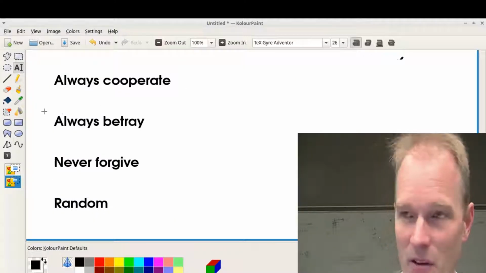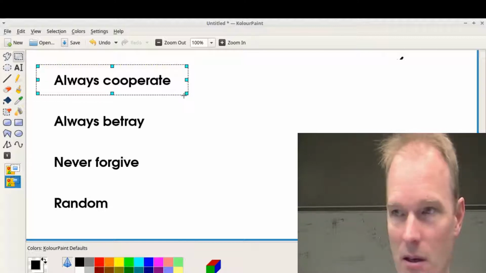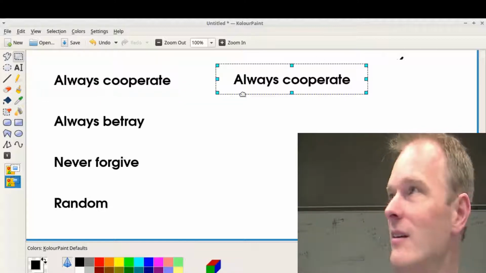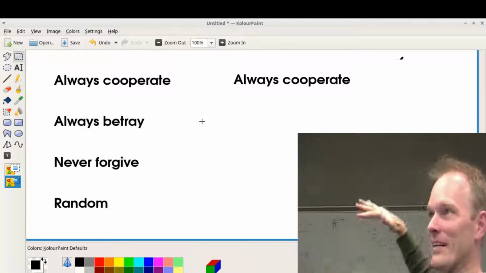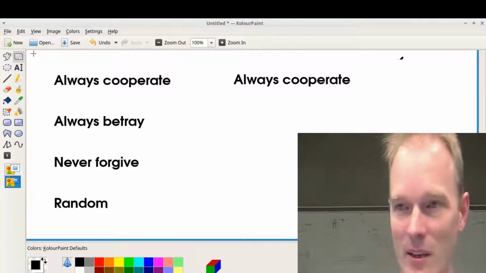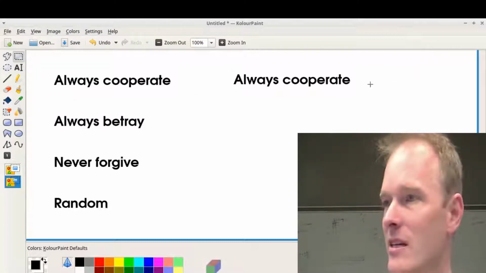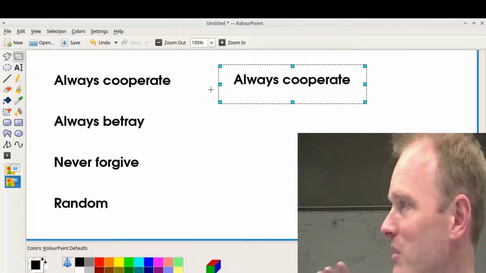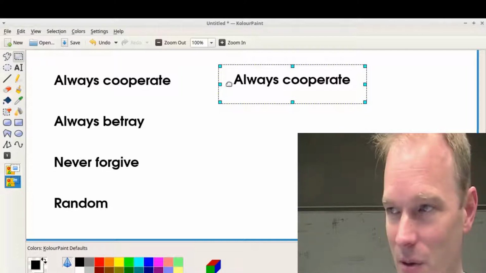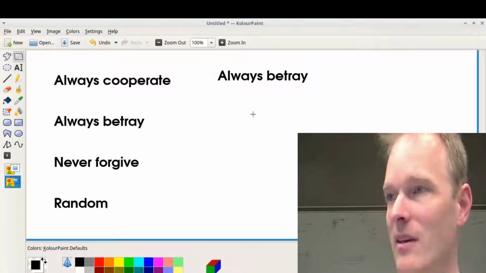Yeah, it depends on who they face. So imagine if you pit always cooperate against always cooperate. They're going to do darn well because they're always cooperating. And so, in fact, it turns out that as long as these two always battle each other, they're going to do as well as any other strategy. But this, it turns out, is not the optimal strategy. It's slightly more complex than you'd think it would be, because if you do an always cooperate against an always betray, what happens?